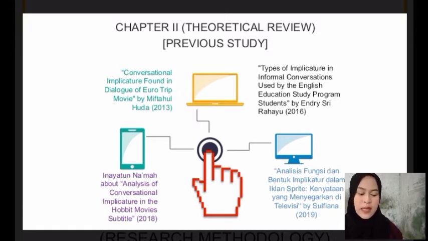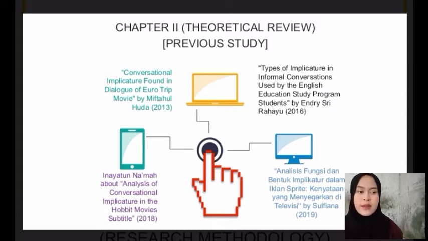So both of them have the same subject, which is movie, but they have a different title and also different results, of course, because it is qualitative research. So the first research by Miftahul Huda in 2013 is concerned with the dialogue of the movie, but the research by Inayatun Na'mah is concerned with the translated subtitle of the Hobbit movies.